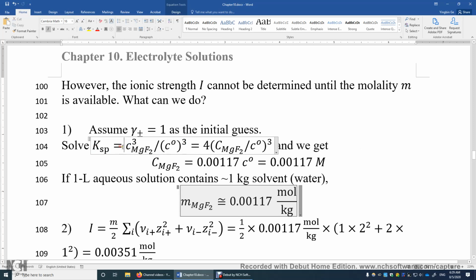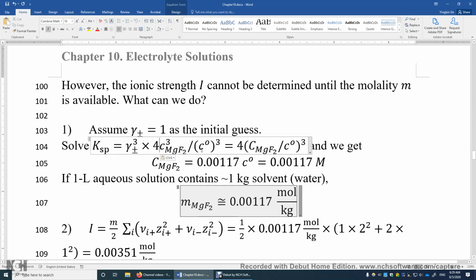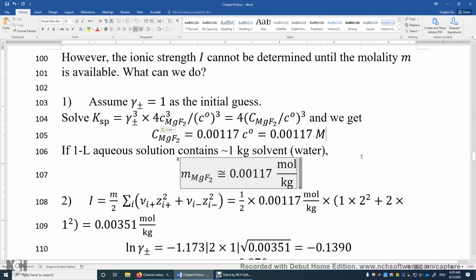If you dissolve 1 magnesium fluoride in water, you will get 1 magnesium 2 plus and 2 fluoride minus. The concentration of fluoride is twice the concentration of magnesium fluoride, and it has to be squared, that's why you have a 4 here. So you just solve this equation, you have Ksp, and then you solve for C, that's easy enough to do. C is 0.00117 molar here. This is a low concentration, so we say 1 molar is roughly 1 molal. So we get the molality as well, roughly this.